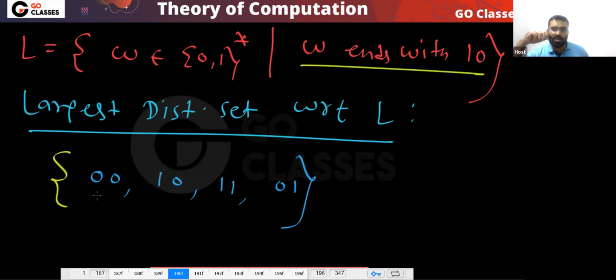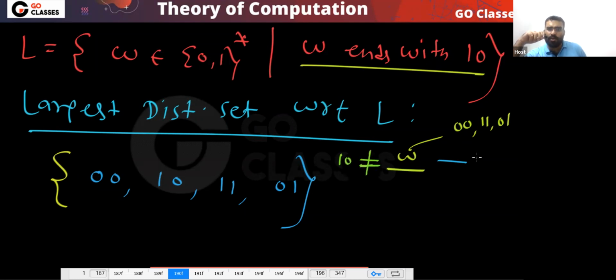Because these two are distinguishable by whom? These two are distinguishable by the empty string. So you can notice that. Okay, what about these two? 10, anything. They are distinguishable by epsilon. I can say this string and this string are not equivalent, by the empty string.